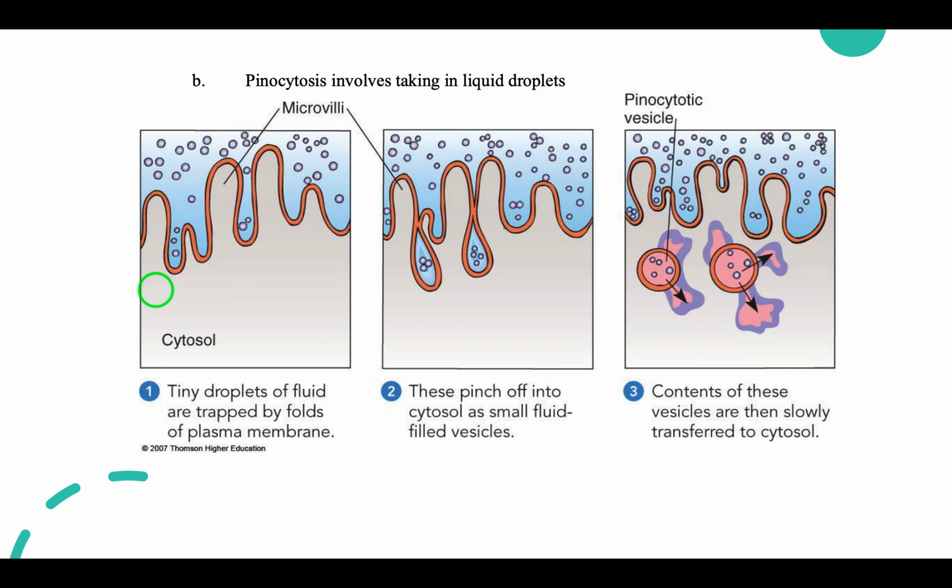An example of pinocytosis is observed in the microvilli of the small intestine, which absorb nutrients from the gastrointestinal tract. The cells that line our intestines look like protrusions to increase the surface area for the absorption of food. First, tiny droplets of fluid are trapped by the folds of the plasma membrane. Next, these folds pinch off into the cytosol as vesicles. Last, contents of these vesicles are then slowly transferred into the cytosol.